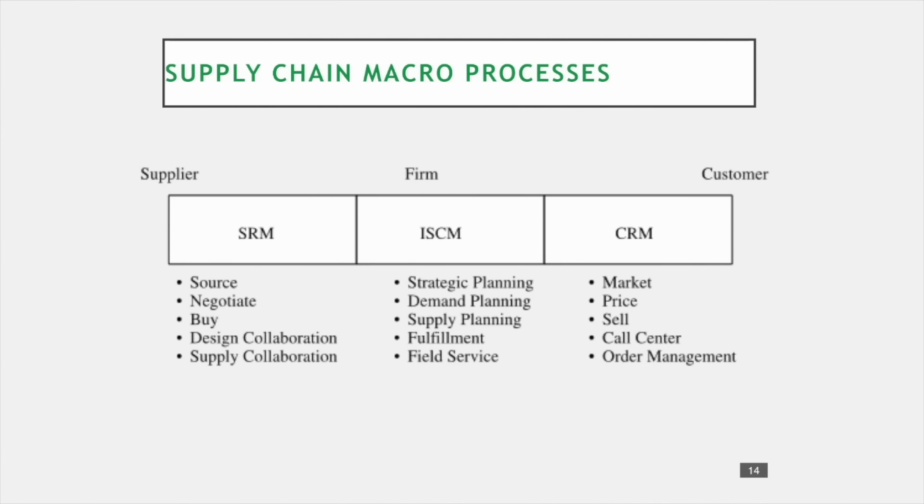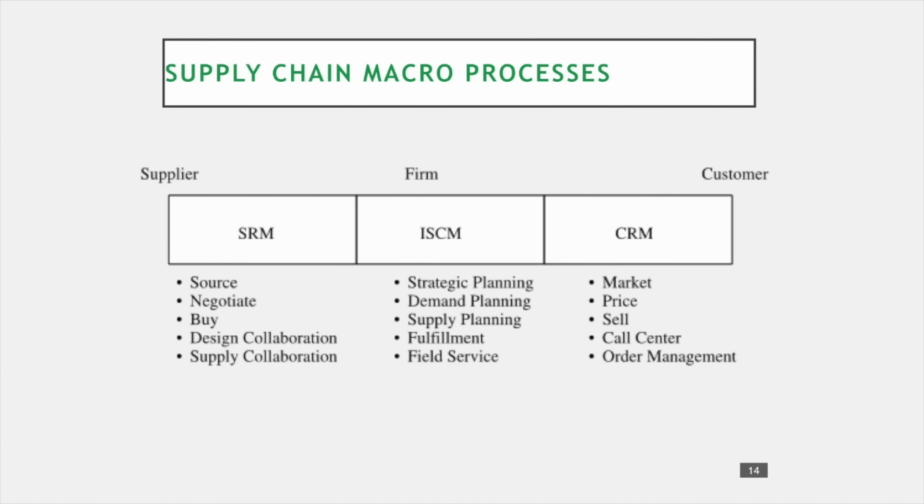And within SRM, we also have things like design collaboration. So as you know, for Apple, most of the design activities happen in the US and manufacturing may be outside. But whenever there is a design change, obviously that has to be communicated to manufacturing. So there has to be close interaction with manufacturing and design activity. There also has to be supply collaboration, and that is also done by supplier relationship management processes.